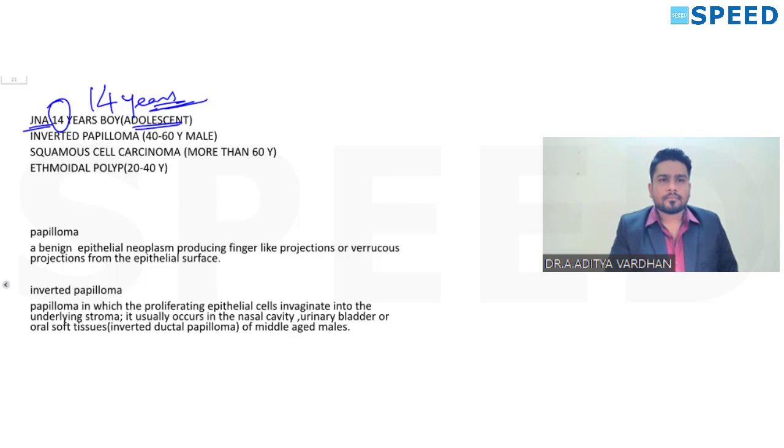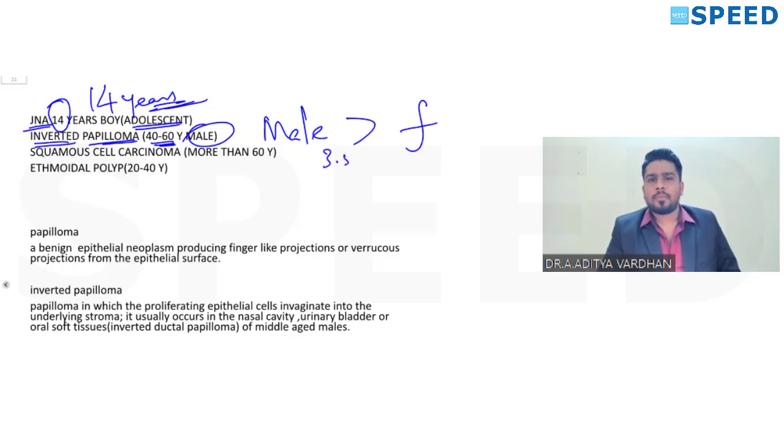Next thing is inverted papilloma. In our question, 40 to 60 years male. I went through some of the latest scientific articles regarding inverted papilloma and I found out that males are more commonly affected than females at a 3.5:1 ratio. It's not for you, just remember males very commonly have inverted papilloma. Then squamous cell carcinoma will be in those more than 60 years. If the patient is more than 60 years and you are able to see a mass arising from the maxillary sinuses or from either side, high chances it is squamous cell carcinoma.